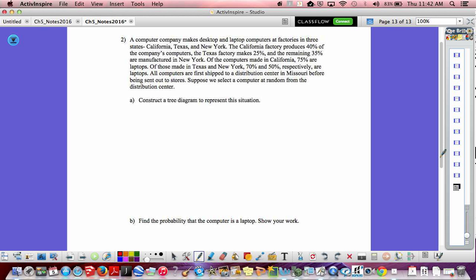So, in California, Texas, and New York, the California factory produces 40% of the company's computers, the Texas factory makes 25%, and the remaining 35% are manufactured in New York. Of the computers made in California, 75% are laptops. Of those made in Texas and New York, 70 and 50% respectively, so 70 in Texas, 50 in New York, are laptops. All computers are first shipped to the distribution center in Missouri before being sent out to stores. Suppose we select a computer at random from the distribution center. So the first thing it says is construct a tree diagram to represent this situation.